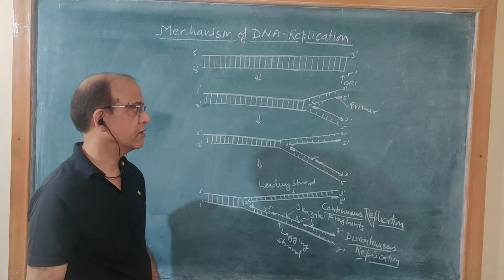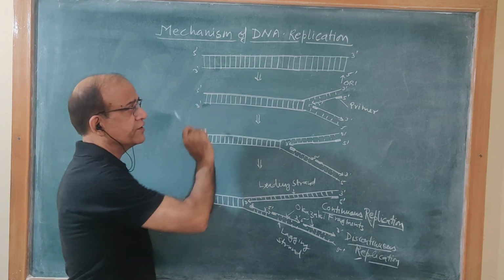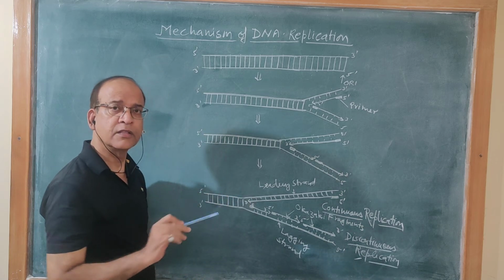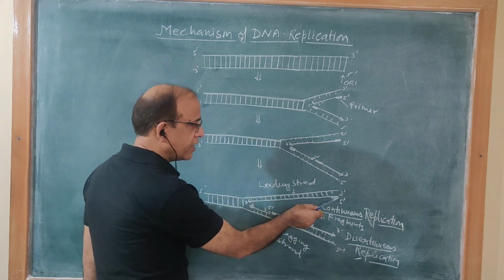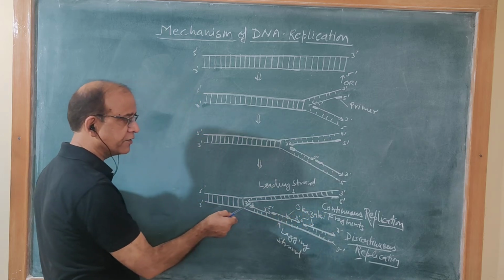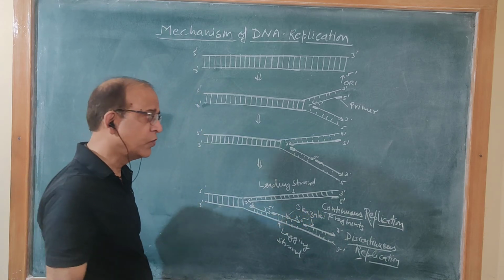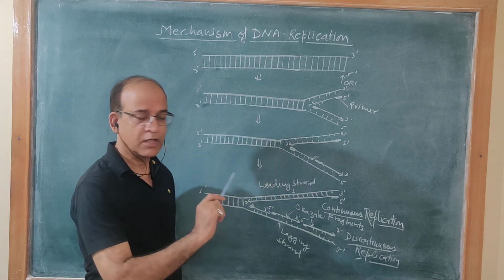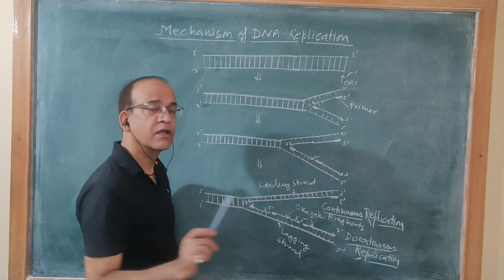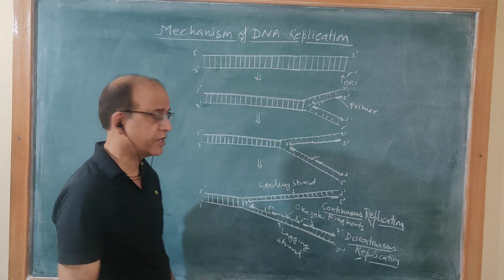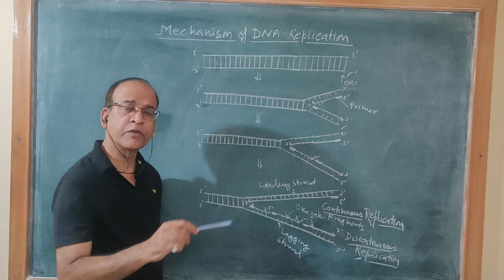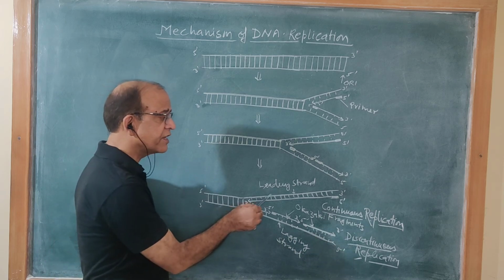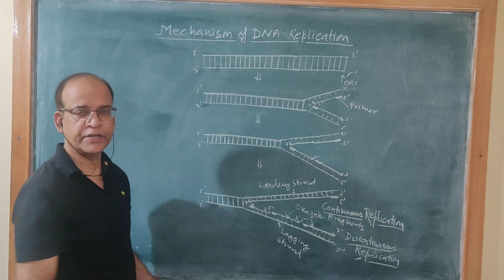It means the DNA has two strands. On one strand, the replication of DNA takes place continuously, on the strand whose 3' terminal is towards the primer. This replication is called continuous replication, and this strand of DNA, on which continuous replication takes place, is called the leading strand.